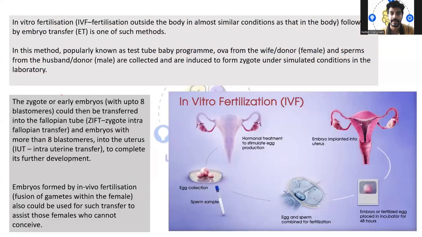Right. Yes. So the first one is IVF, as you told, that is in vitro fertilization, and we also have in vivo fertilization. So what is this IVF technique? In vitro fertilization is fertilization which happens outside the body, where you are trying to create the exact condition of the female body outside, in the laboratory.